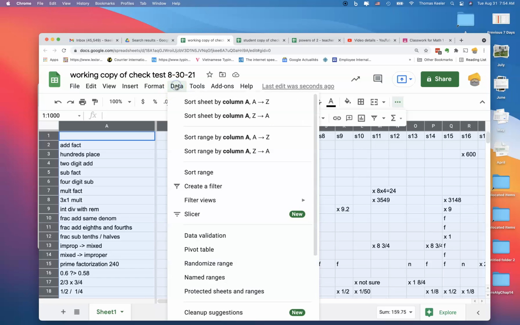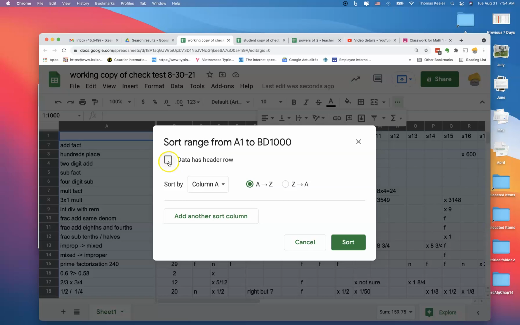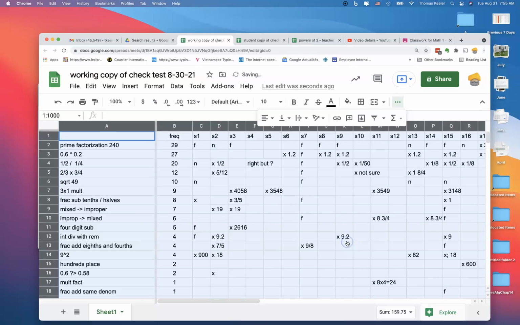Then I say data, sort range. So we're going to sort our range. Are there headers? Yes, there are. So the column I want to sort on is frequency. Now, A to Z, which way would that sort? That would sort from the ones that nobody had problems with down to the ones that were the hardest. So you say to yourself, no, I want to sort the other direction, so I have the biggest numbers on top. And now we do our sort.